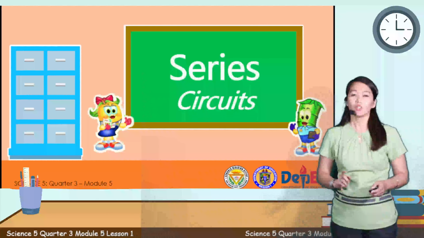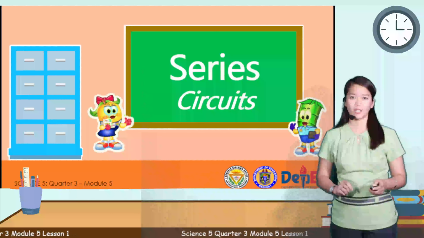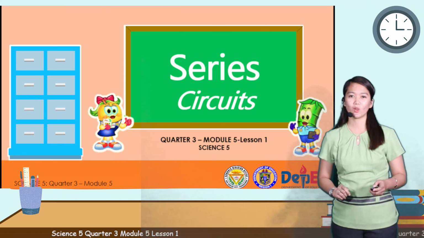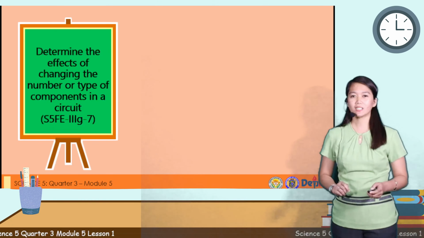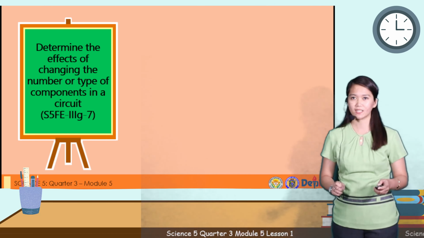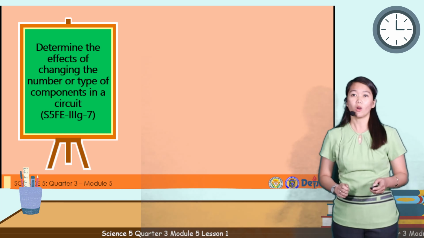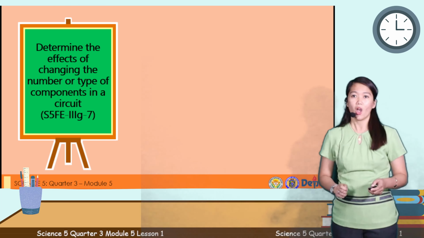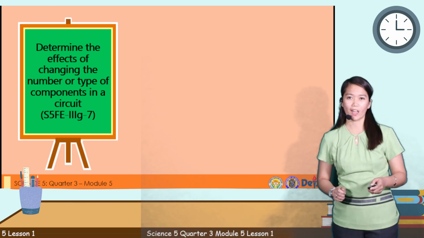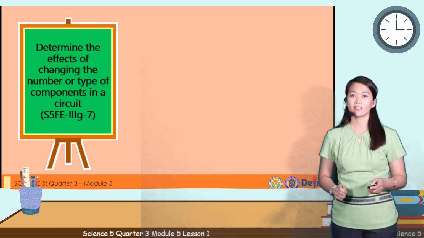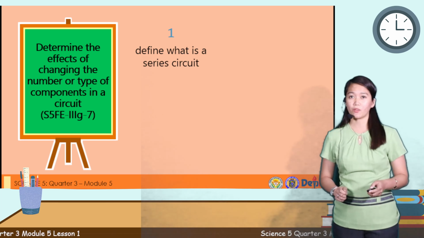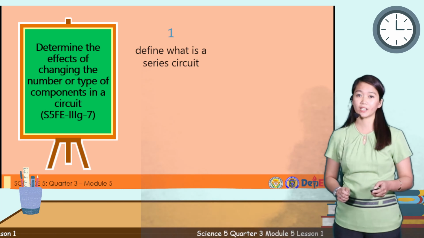So today, you will be learning about series circuits. Quarter 3, Module 5, Lesson 1. This lesson will cover the most essential learning competencies. Determine the effects of changing the number or type of components in a circuit with the code S5FE-3G-7. The first objective is to define what is a series circuit.